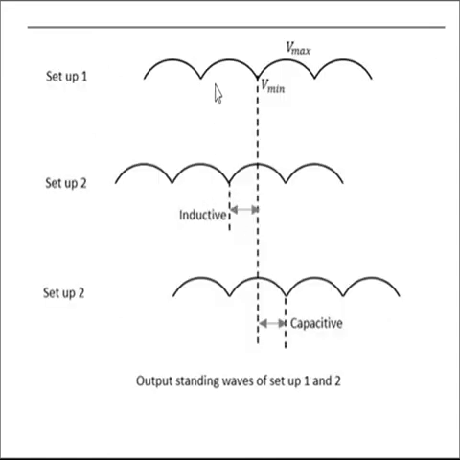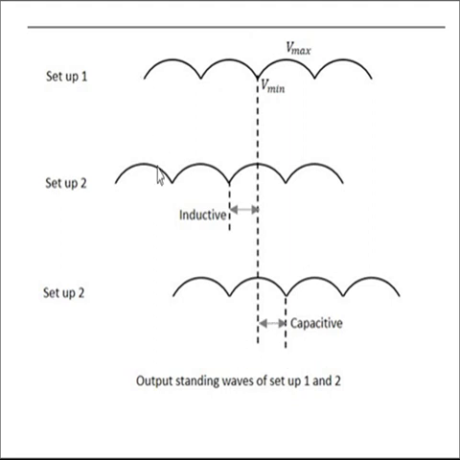Next, the standing waves from setup 1 and setup 2 will be compared. By comparing these we are going to know the nature of the impedance. Suppose the V min value from setup 2 is on the left side of that of setup 1, then the impedance is inductive in nature, or else it is capacitive in nature. That is, if the V min from setup 2 is on the right side of V min from setup 1, then we can say the impedance is capacitive in nature.